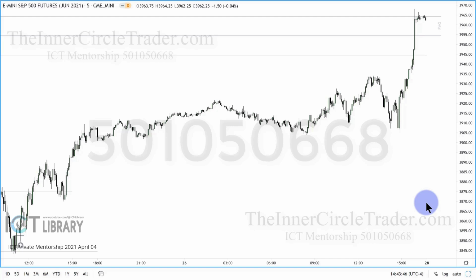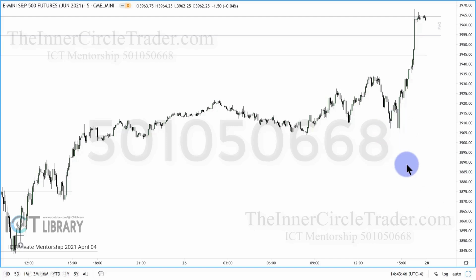Okay, you have to look at the institutional order flow. Why should it be moving higher? Why should it be moving lower? What's it going to draw to? What's its draw on liquidity? What's the next pool of liquidity it's going to pull up to or down to? And then you look for reasons to support the idea of a market that is under manipulation. And that's what I've shown you here.